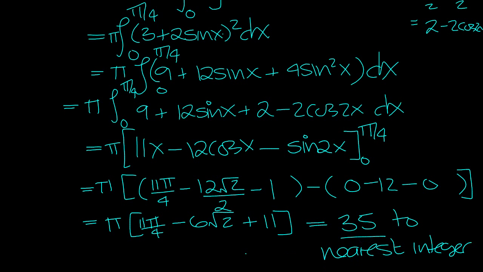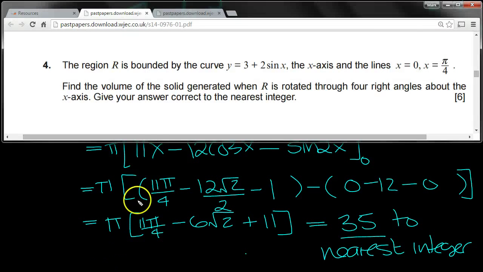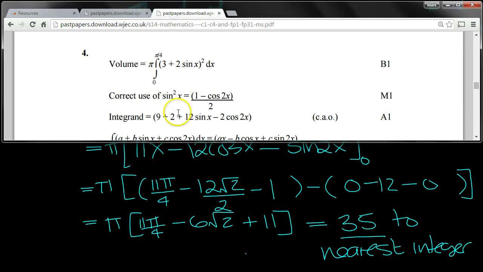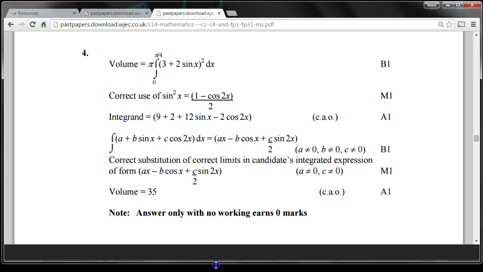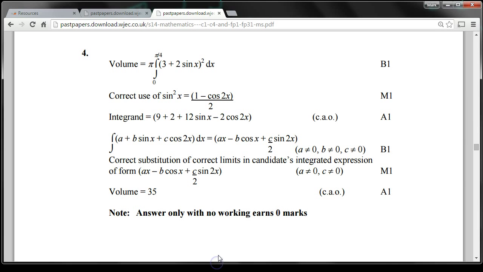So let's see if that's correct then. Okay, so let's go back to the paper. Number 4. Let's have a look. 35. There we are. Good. And we get 35. We do this integration.